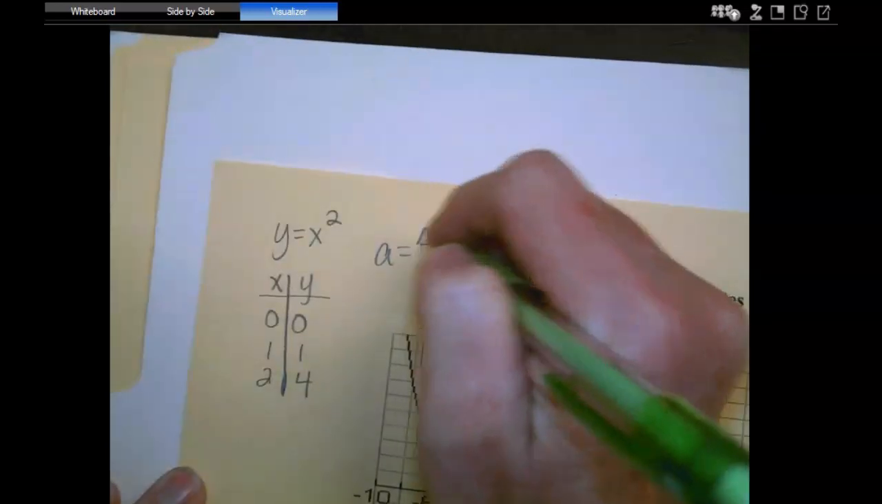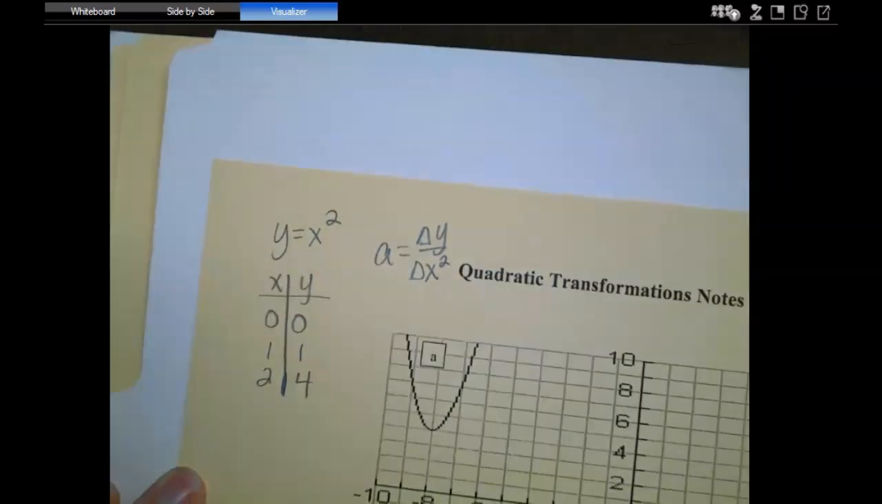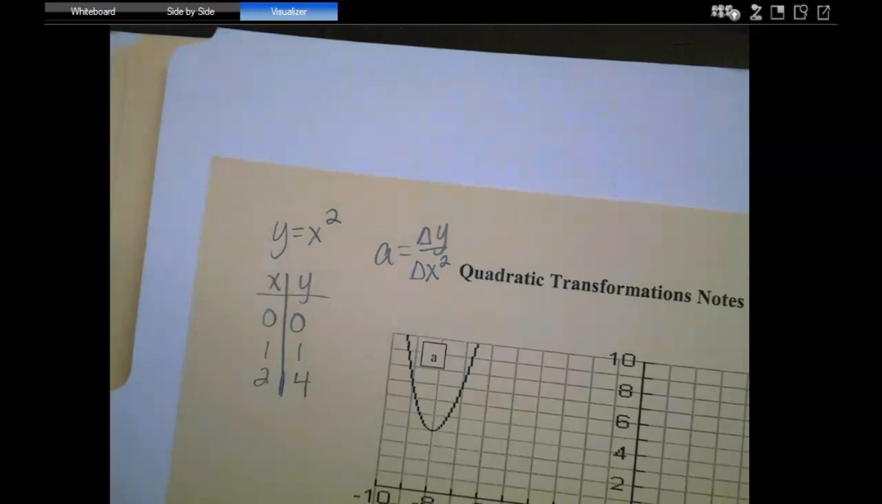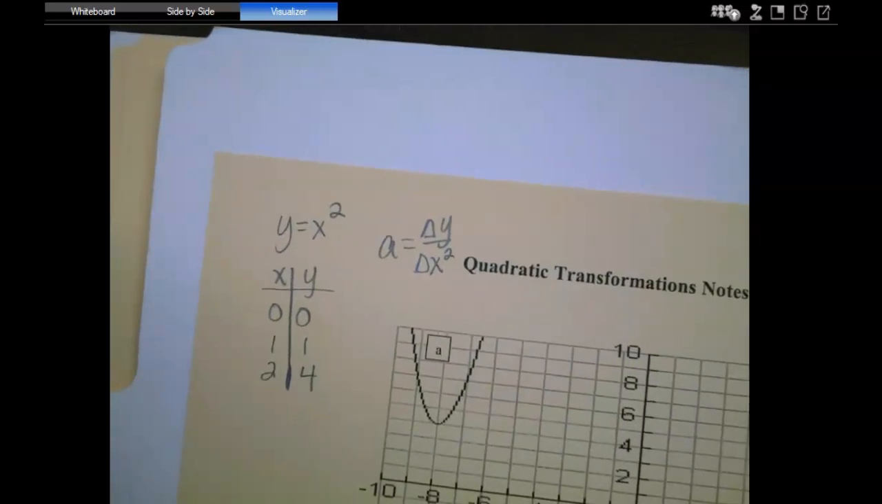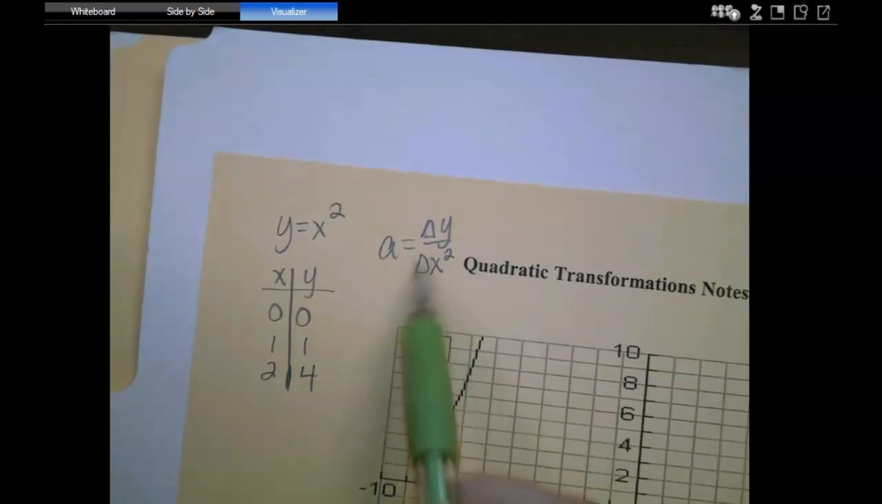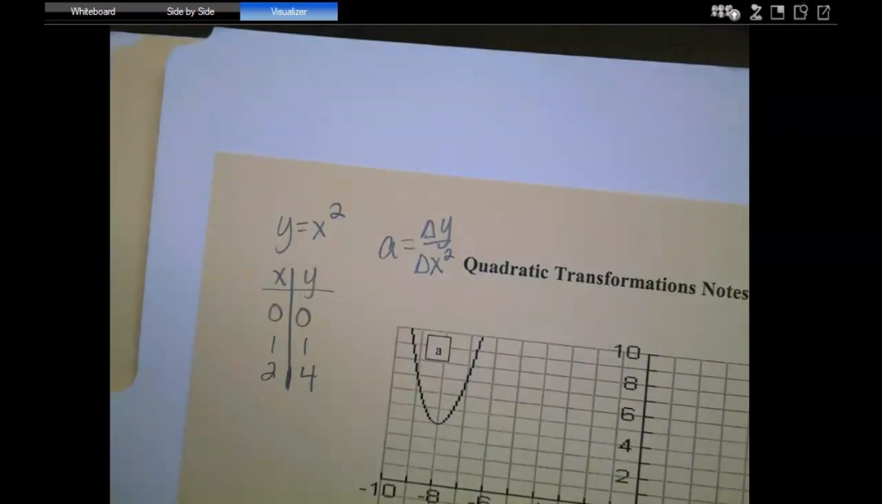But this is y equals x squared. So my a value is going to be the change in y, the rise, over the change of x squared. Because on the bottom, the x is squared for a quadratic. So we're going to get the rise over the run, but the run for a quadratic is x squared. Does that make sense to everybody? Because it's not a straight line, so we're going to put the x squared for x.